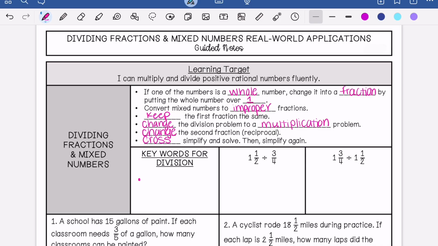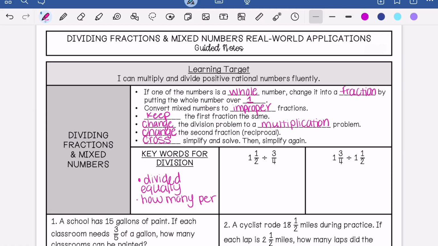Some keywords you may see in a division problem: divided equally, or how many per. I like to say if you don't know the total, it is a multiplication problem or addition problem. If you do know the total, then it's a division or subtraction problem.